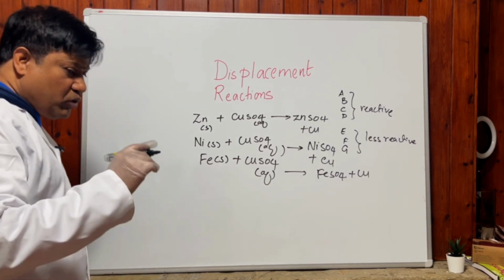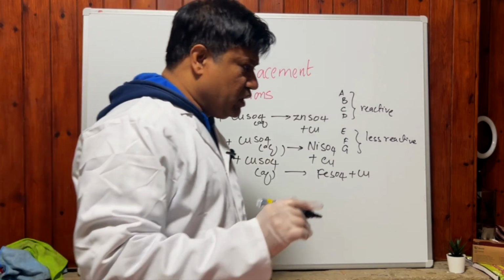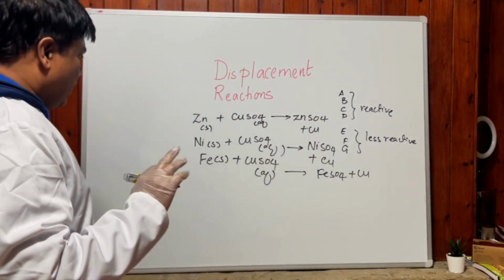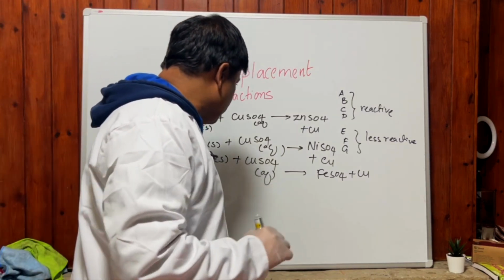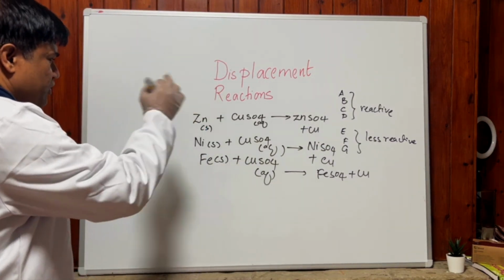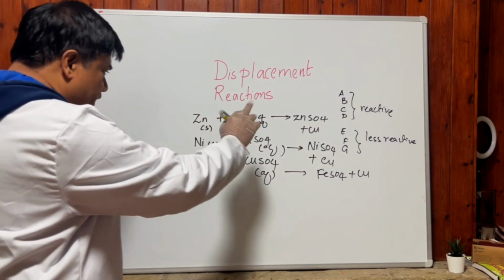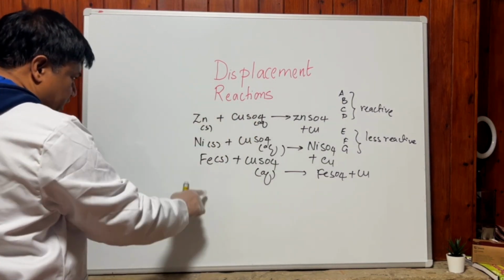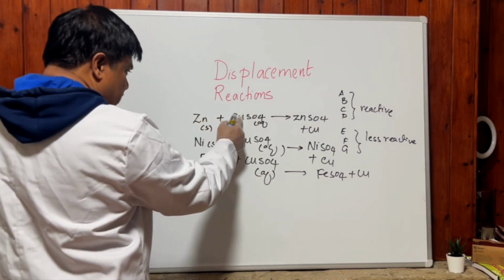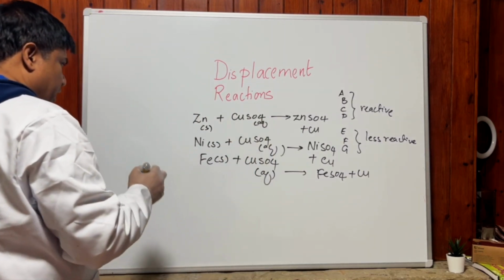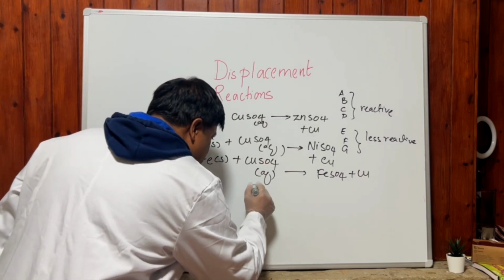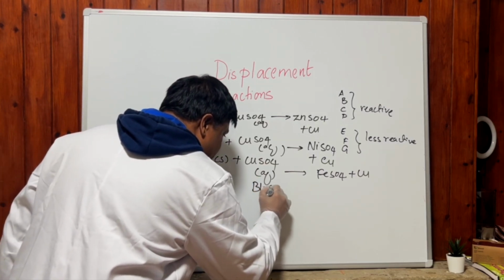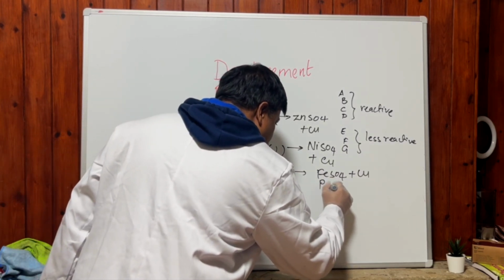Okay, I'm going to soon start on redox reactions. Oxidation is the loss of electrons, reduction is the gain of electrons. So displacement reaction is a type of redox reaction. Look, in all the cases, zinc displaces copper. Can we write the half equation? Yes, we can write the half equation. This is blue in color and this is pale green.